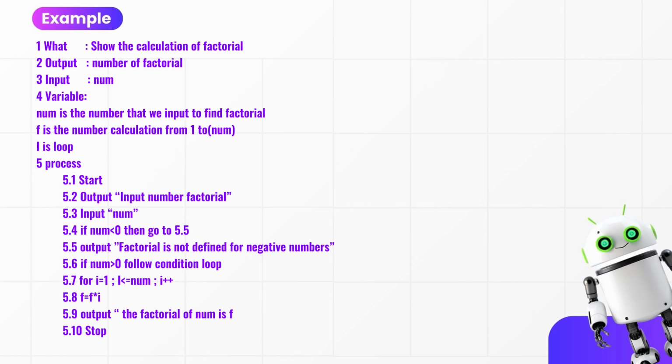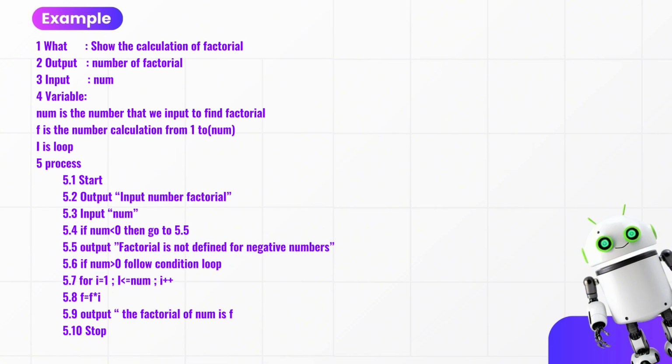And f is the calculation from 1 to num. Num is the number input already. And i we use for the for loop. Okay, number 5 is process. In the process we have 5.1 start, and 5.2 is output. Output here means we display the prompt for inputting the number for factorial. And 5.3 input. Input here means the user inputs the num for calculating factorial.